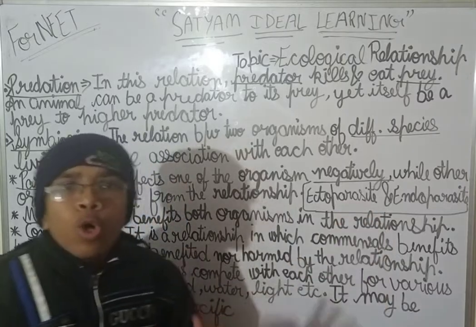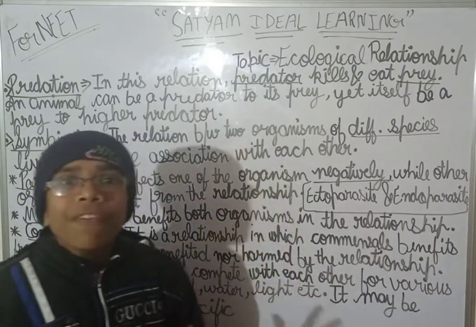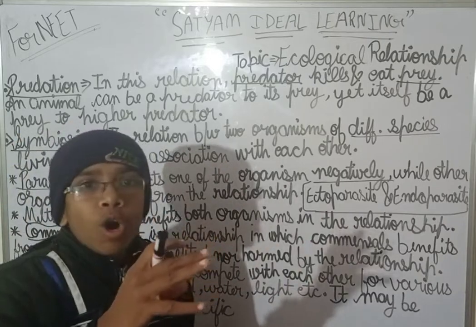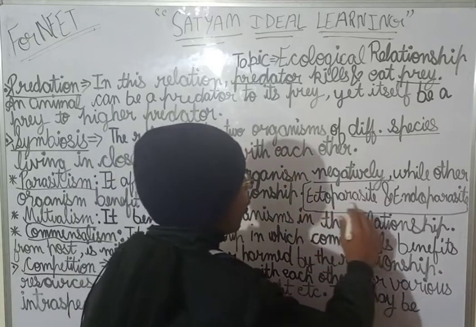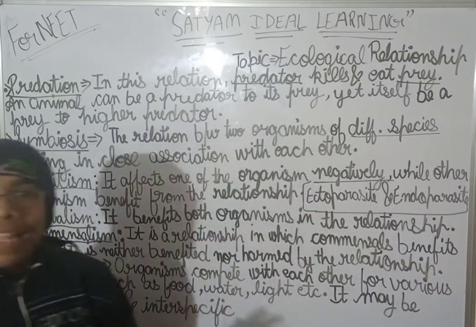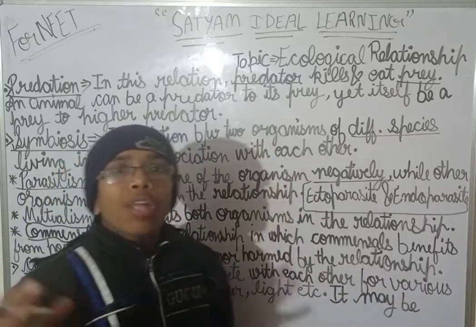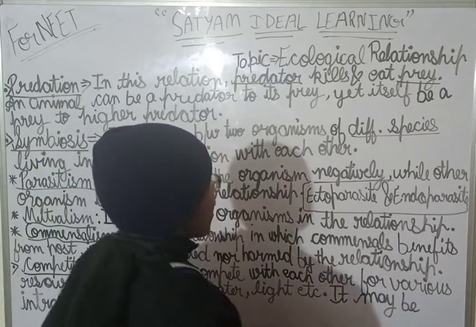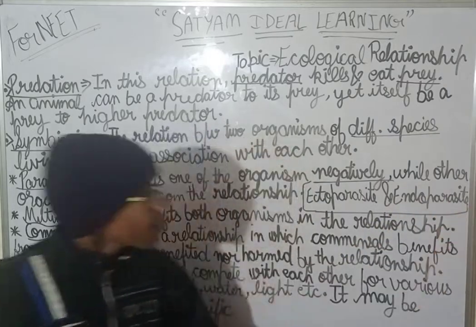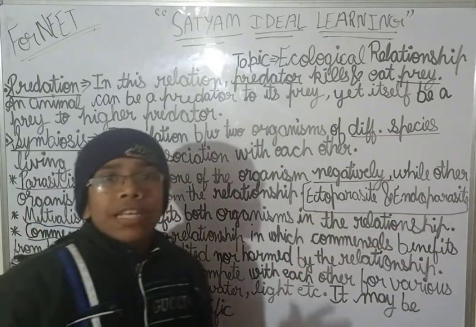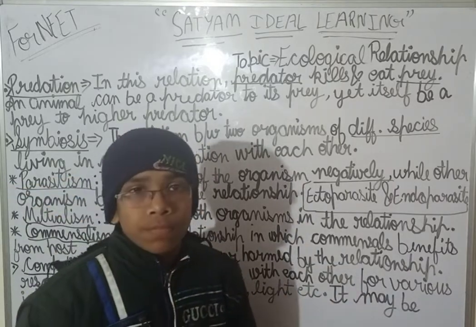Ectoparasites. Those parasites which live on the body of the host are known as ectoparasites. And endoparasites are those parasites which live in the body of the host, like the tapeworm.